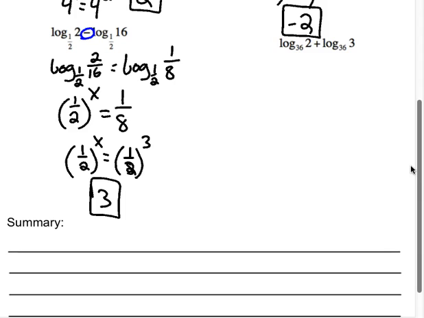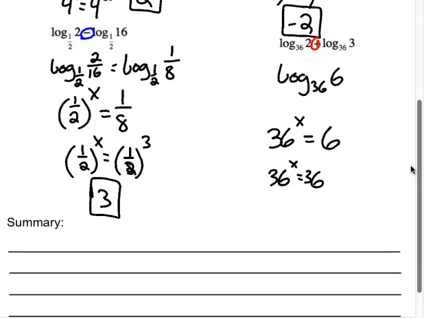And last one. Here I see addition. So addition equates to multiplication. So 2 times 3 gives me 6. So now I need to think, 36 to what power gives me that 6? Well, if I need to rewrite this in the same base, I need to rewrite 6 as a power of 36. The thing to remember here is 6 is 36 to the 1/2.